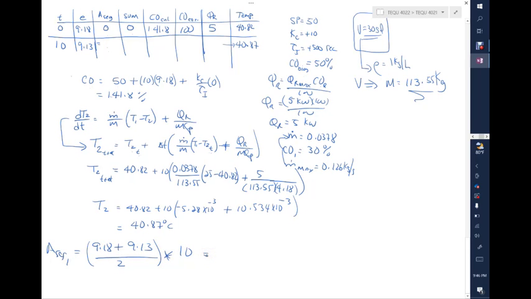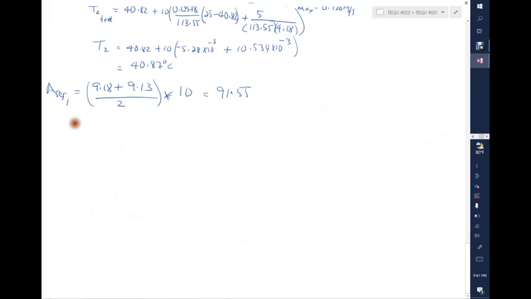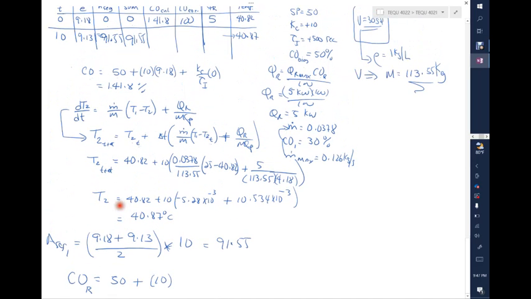So with that said, let's work out this number. That's going to be 91.55. So that's the number that goes here, 91.55, which happens to be the sum of these and these. Now that number will have some impact on the CO calculation, and the CO calculation for that case will be, let's write it here, this is COR. The bias is 50% plus KC, which is 10, positive 10, times the error at that point. The error in the table is 9.13.